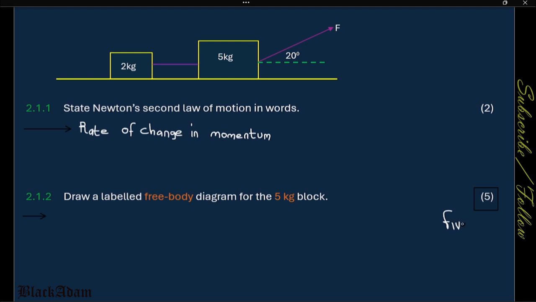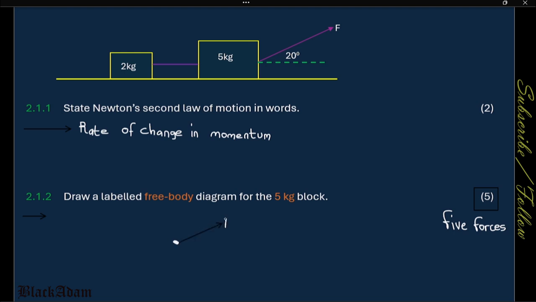For the free body diagram we have 5 marks, which means 5 forces, so your forces should be 5 or more. That's the 5 kg block, that's our point there. We have the force applied, weight, normal force, tension and friction. So from the sketch there, we draw a free body diagram.